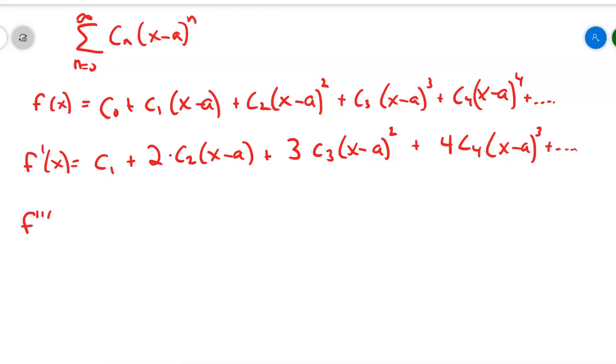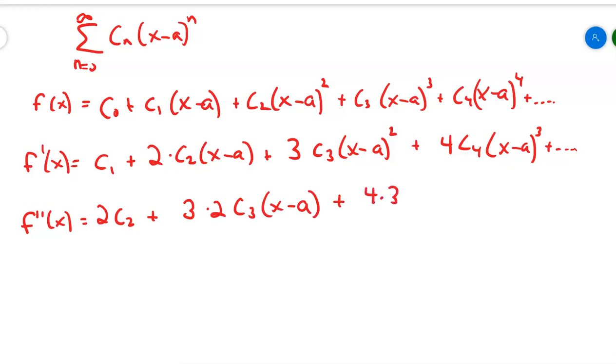All right, let's derive it again. I'm going to probably take 3 or 4 derivatives, so we may have to get creative because we're going to run out of terms after a while. The 2 c sub 2 stays, right? 2 c sub 2. Then the next term becomes 3 times 2 c sub 3 times (x minus a) to the first. The next one becomes 4 times 3 c sub 4 times (x minus a) to the second.